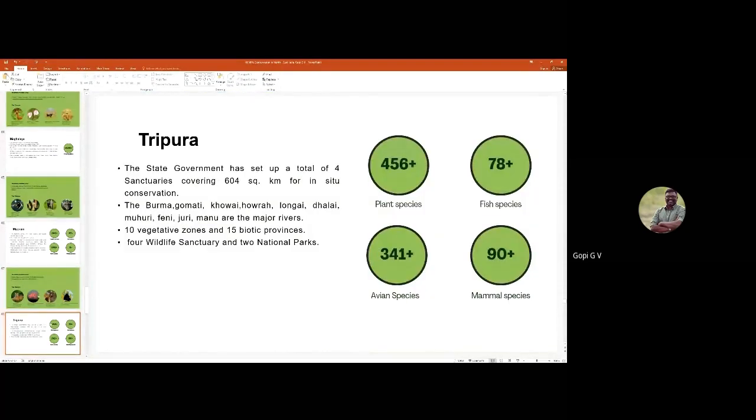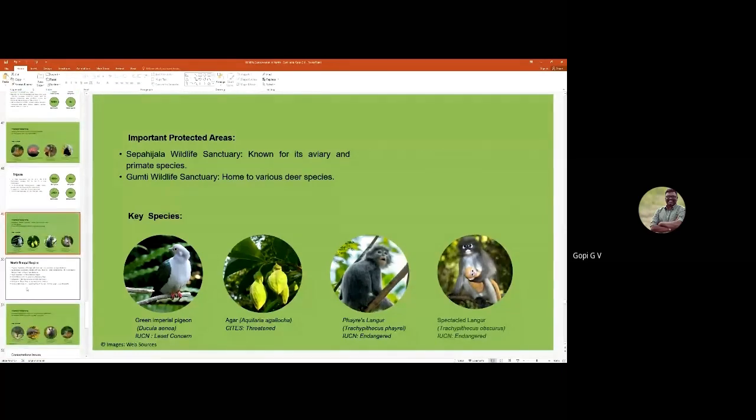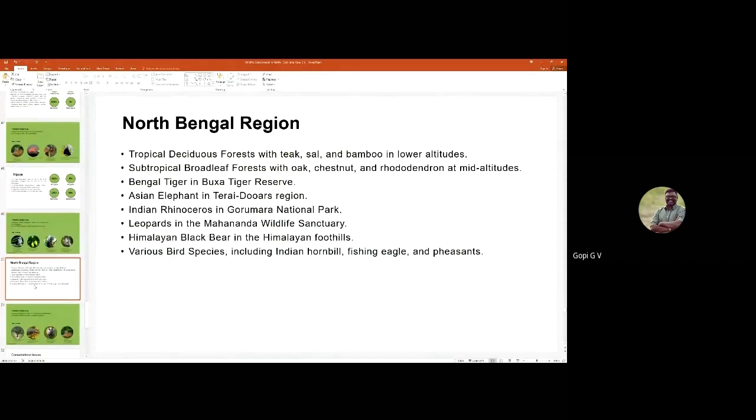In terms of Tripura again, quite a lot of species are there. The important species for Tripura, in terms of primates, is the spectacled macaque, and the Phayre's langur, which is an endangered species. You have a couple of protected areas like Sepahijala Wildlife Sanctuary and Gumti Wildlife Sanctuary. There is a good population of gaur and a good population of clouded leopard. It also shares transboundary borders with Bangladesh.